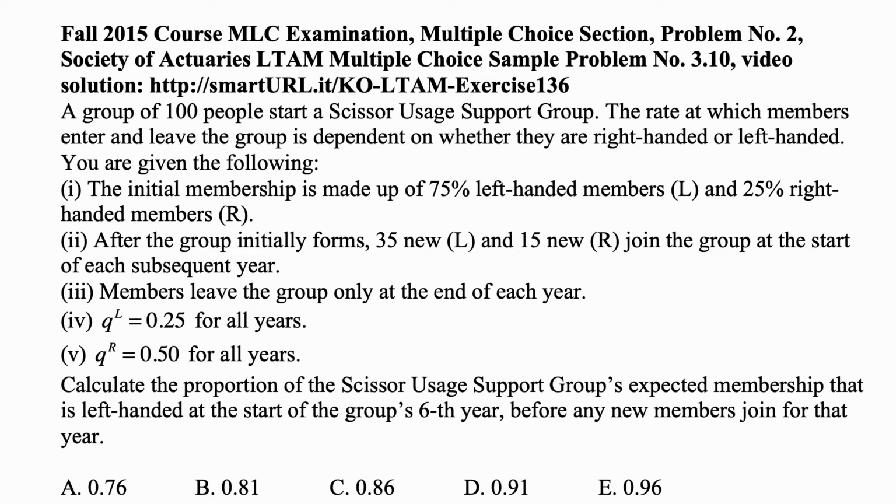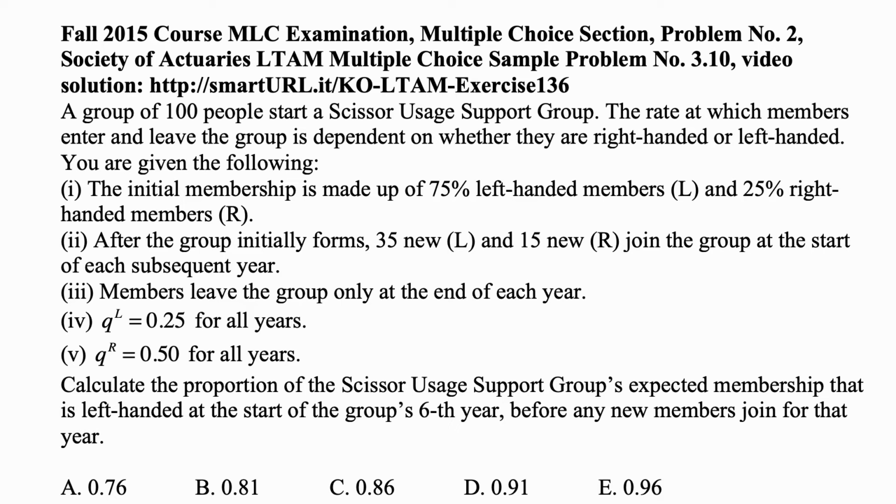Here's a problem for today for exam LTAM, long-term actuarial models. A group of 100 people start a scissor usage support group. The rate at which members enter and leave the group is dependent on whether they are right-handed or left-handed. You are given the following information. The initial membership is made up of 75% left-handed members, L, and 25% right-handed members, R. After the group initially forms, 35 new L and 15 new R join the group at the start of each subsequent year. Members leave the group only at the end of each year.